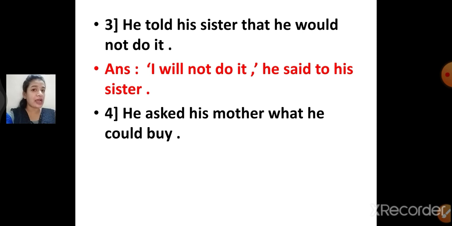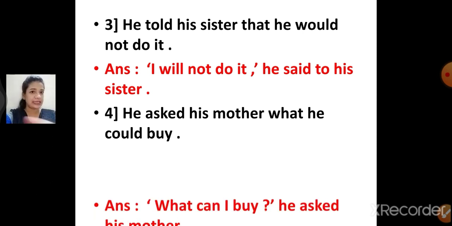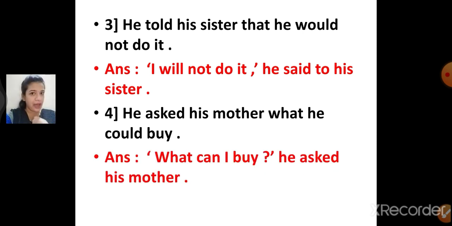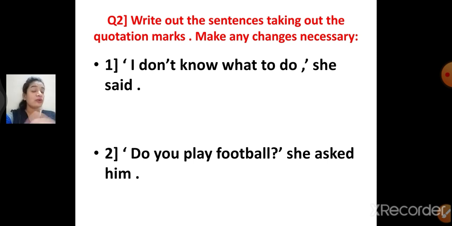Now what can I buy is an interrogative sentence, so a question mark. What can I buy? He asked his mother. Let's see the answer. What can I buy? He asked his mother. Now we'll jump on the second exercise.